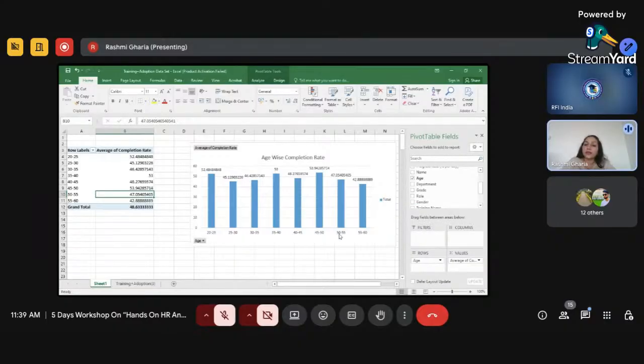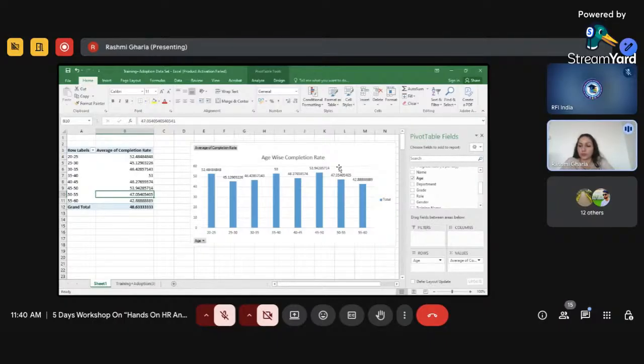For that, I need to get into the depth of the data. Why does this age group have less than 50% adoption rate? In general, if I see what happened, I can say that the 25 to 30, 30 to 35, 40 to 45 and 50 to 55 age group people have less than 50% training adoption. But the 35 to 40 and 45 to 50 age group people have more than 50% rate of adoption, right?